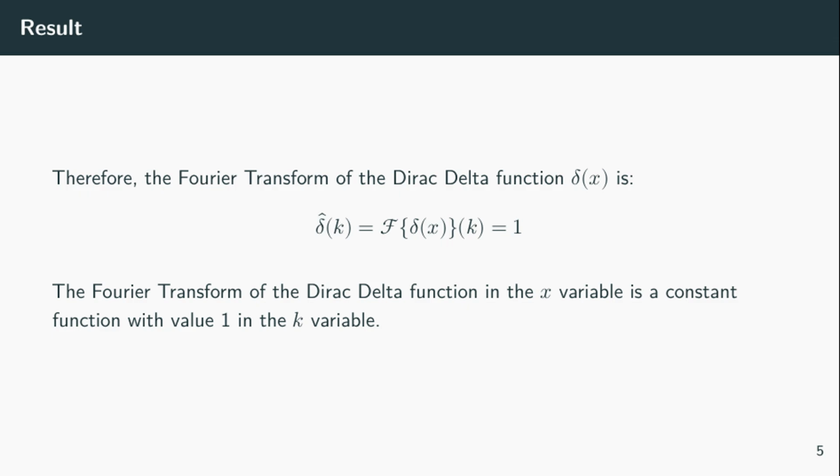So the Fourier transform of the Dirac delta function, which is a function sharply peaked at x equals 0 in the spatial domain, becomes a constant function with a value of 1 across all values of k in the wave number domain. Pretty neat, right?